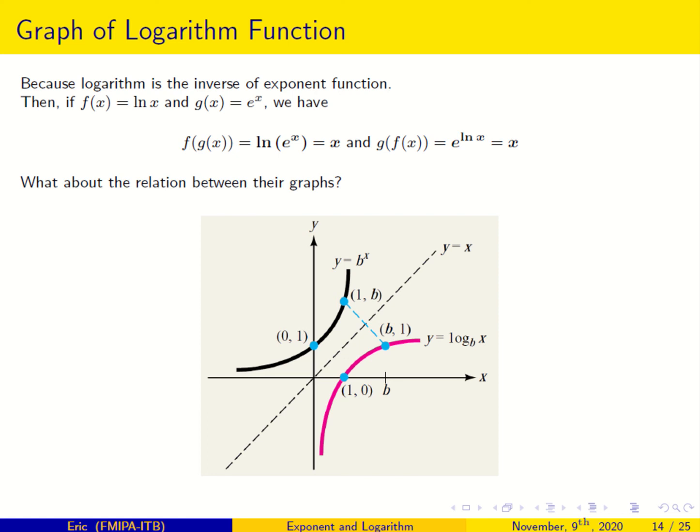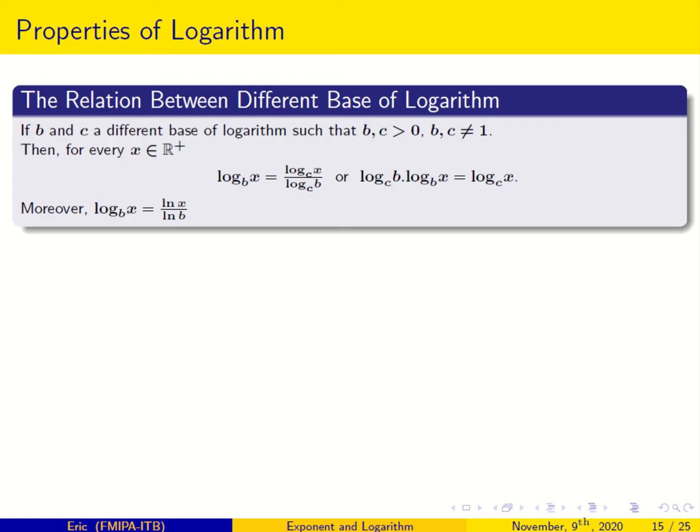The exponential function b to the x always has a y-intercept, that is (0, 1). For the logarithm function, it always has an x-intercept, that is (1, 0). It makes sense, yeah, because you have this reflected with respect to y equals x.